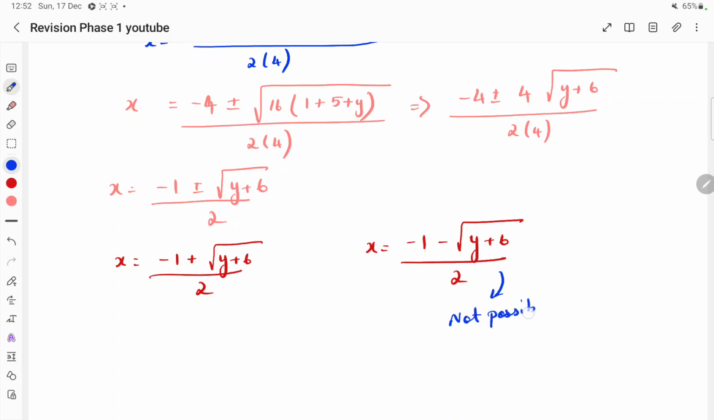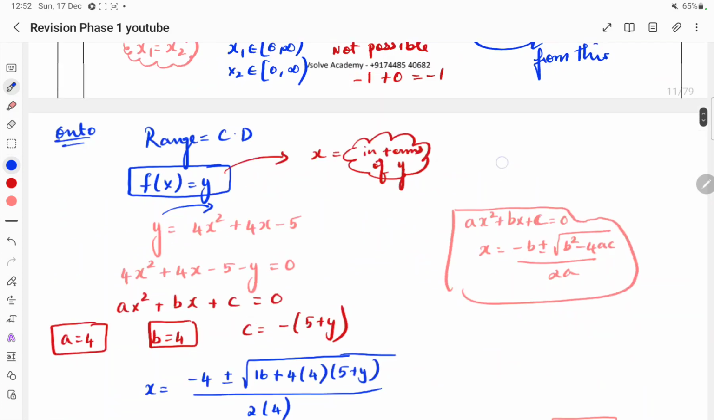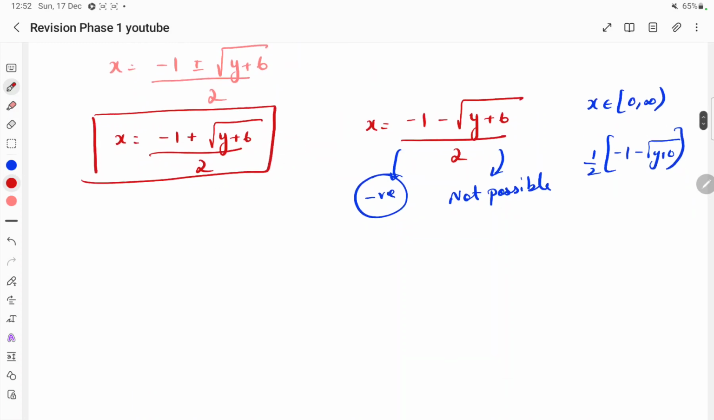The reason is, in the question they have given x belongs to 0 to infinity. X is nothing but domain, so x belongs to 0 to infinity, which means non-negative. So here, if I take 1 by 2 common out, minus 1 minus, again we are subtracting, which means this value will be negative. If this is negative, we cannot take it, this is not possible, which means this only is possible.